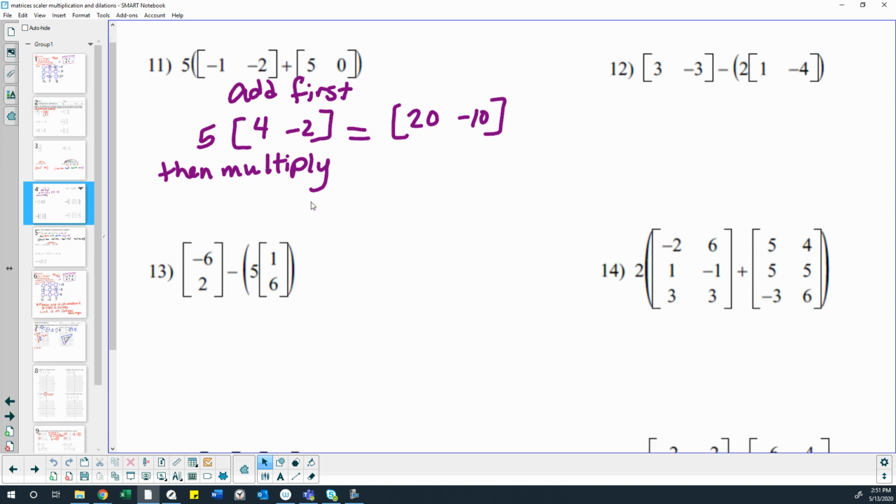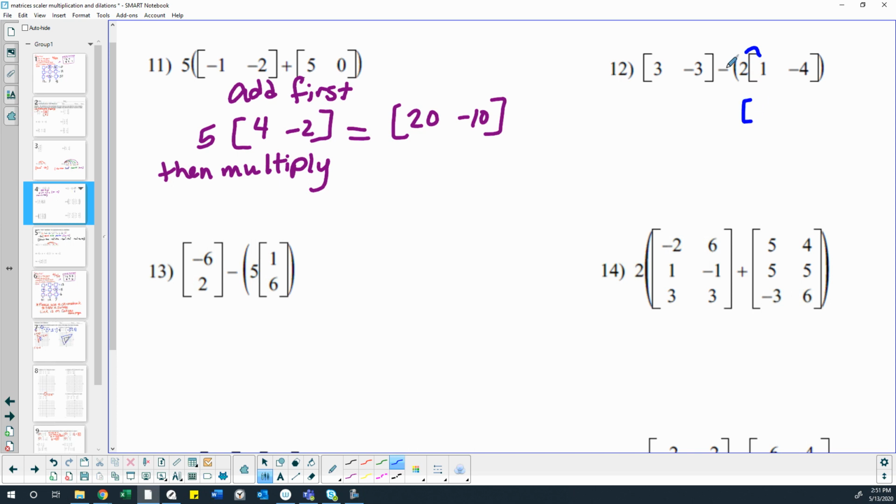We would not do that on this problem. This problem, we would multiply by the scalar first, and then add the matrices together. Same thing with this one, multiply by the scalar first, then add the matrices together. Let's hurry and do that one. So if we have 2 times 1, that's 2.